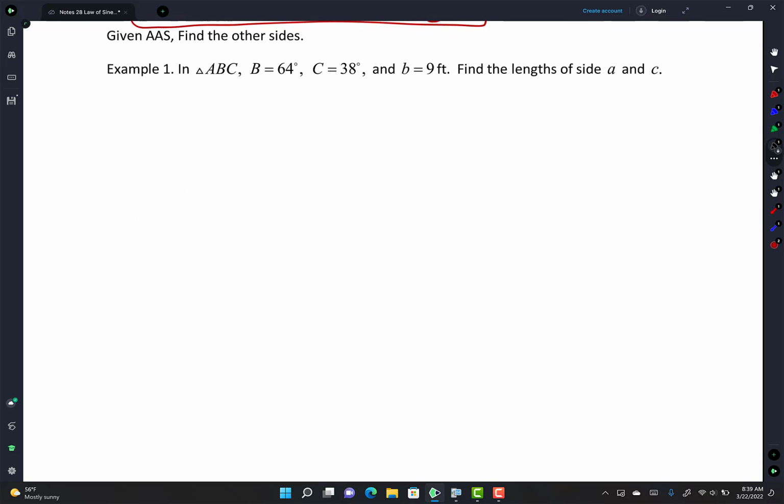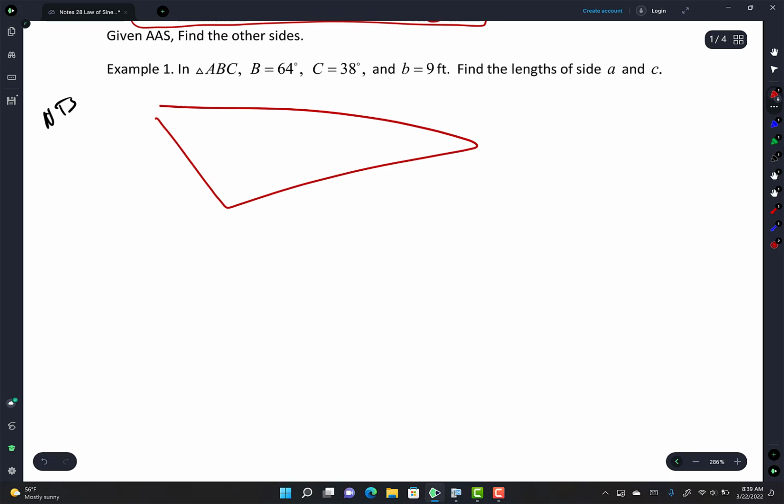So draw a triangle. I'm going to put not to scale. Triangle ABC. They tell you that angle B is 64 degrees, so I'll put 64. They tell you that angle C is 38 degrees, 38. And then I want you to find the lengths of side a and side c.